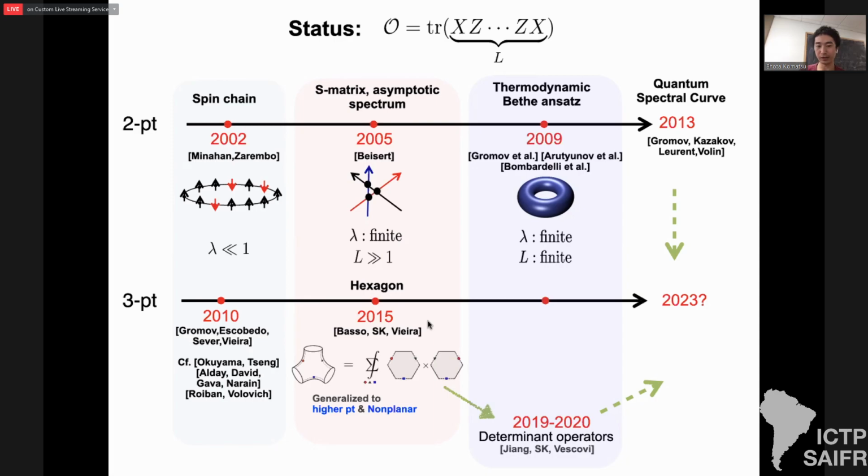For a while, people tried to generalize this to get the finite size three-point function, but so far we didn't succeed. However, two years ago, we realized that if you consider a slightly different set of operators, which are determinant operators, then you can actually generalize the thermodynamic Bethe ansatz and directly compute a finite coupling and finite size three-point function. Also recently, there were many attempts to learn something about the three-point function using the quantum spectral curve. I'm going to talk about these new developments, but of course, I'm going to review the basic stuff as well.